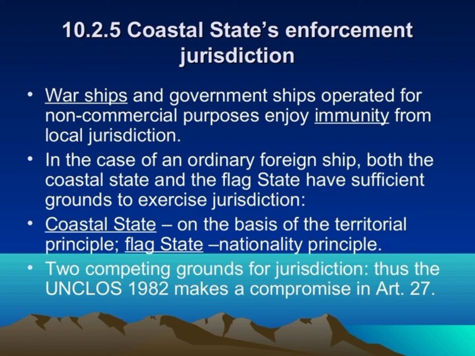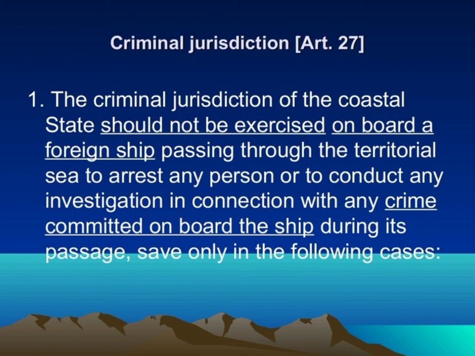Thus, the UNCLOS 1982 makes a compromise on criminal jurisdiction. The criminal jurisdiction of the coastal state should not be exercised on board a foreign ship passing through the territorial sea to arrest any person or to conduct any investigation in connection with any crime committed on board the ship during its passage, save only in the following cases.